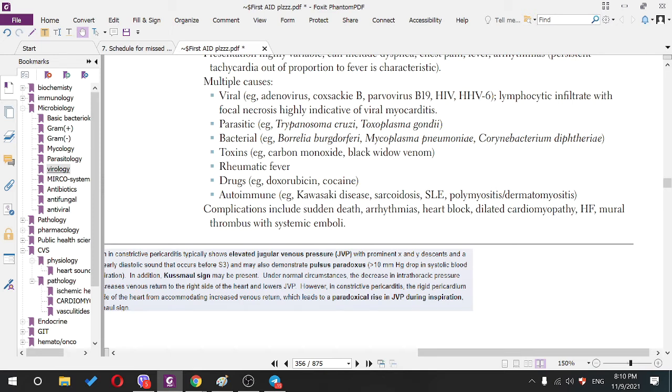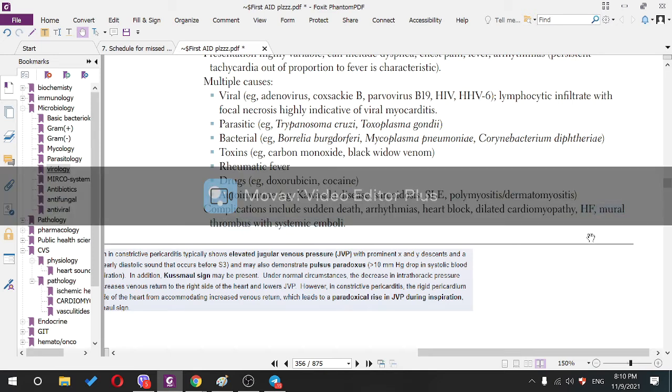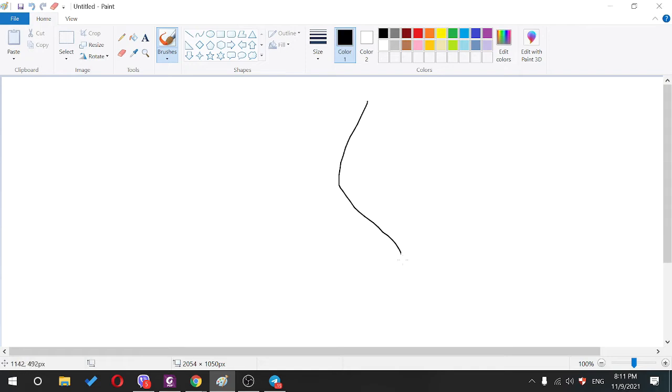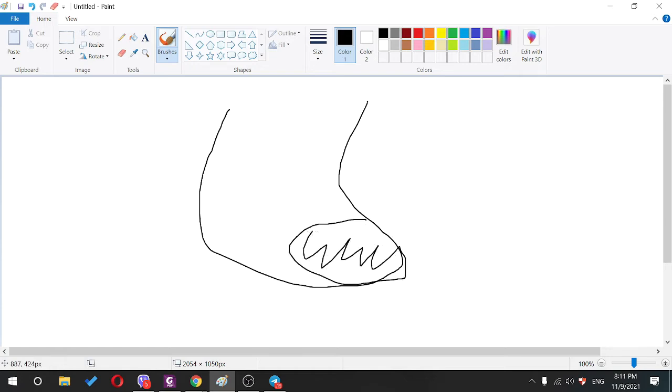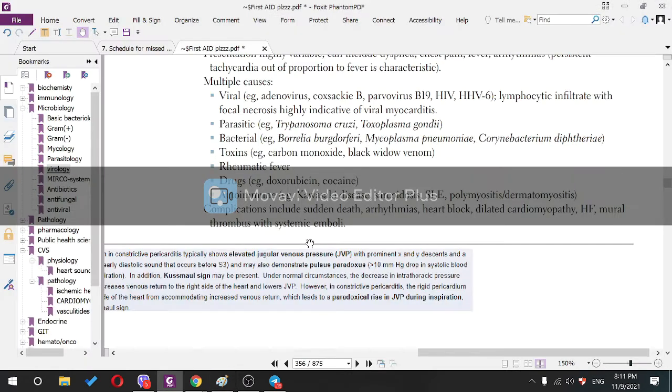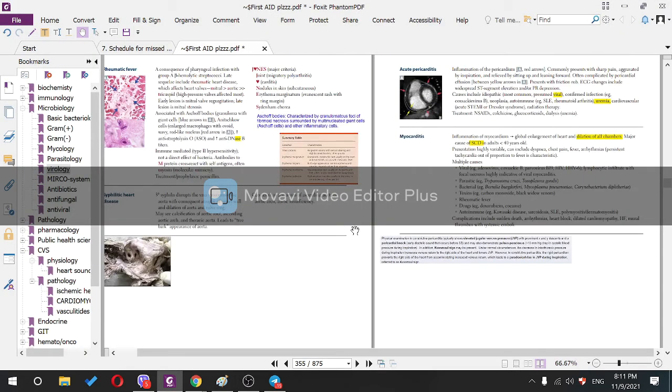So dilated cardiomyopathy, heart failure, mural thrombus with systemic emboli. Why? Well, why do we have a mural thrombus? When you have a dilated form of cardiomyopathy, the walls will not be moving, they will not be contracting, so there will be stasis. Stasis will create a thrombus. The thrombus will lead to thromboemboli. Exactly, so stasis it is. And that leads to systemic emboli.